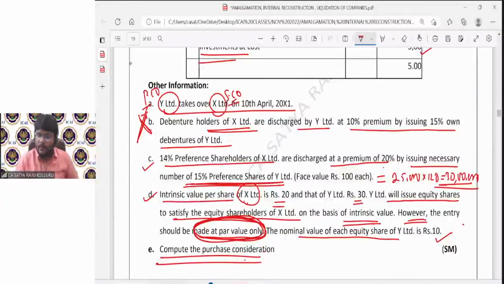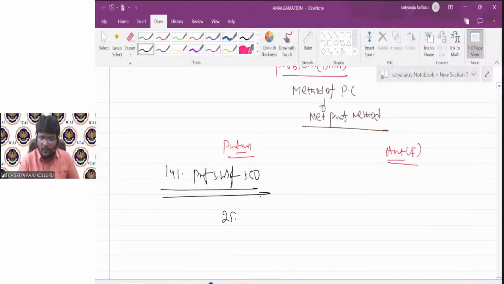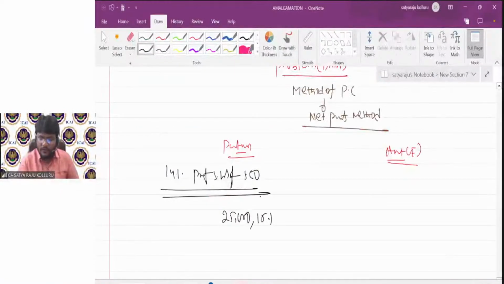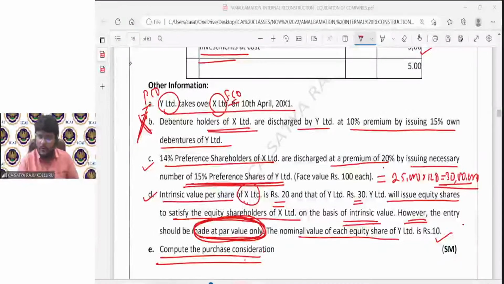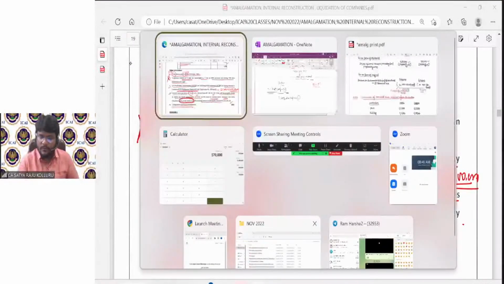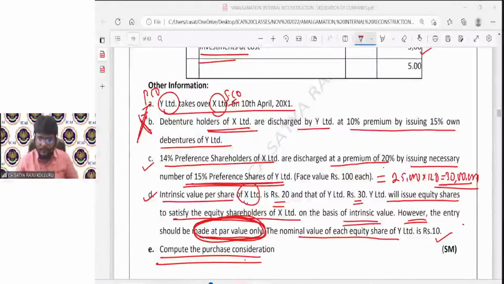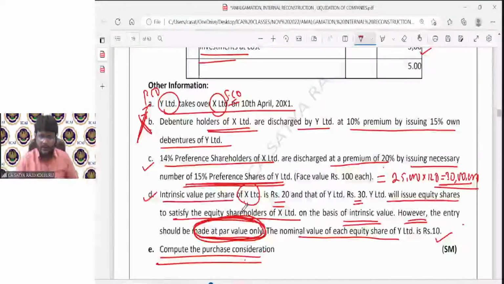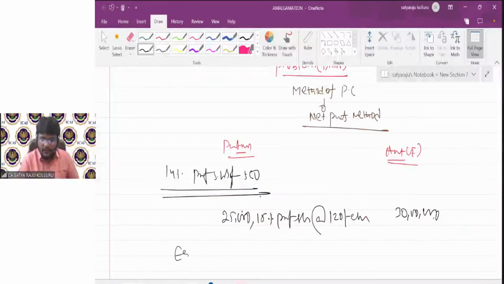Now we already worked out. So we are issuing 25,000 15% preference shares at the rate of 120 each, which we get as 30 lakhs. Super. Next, come to equity shareholders of selling company.